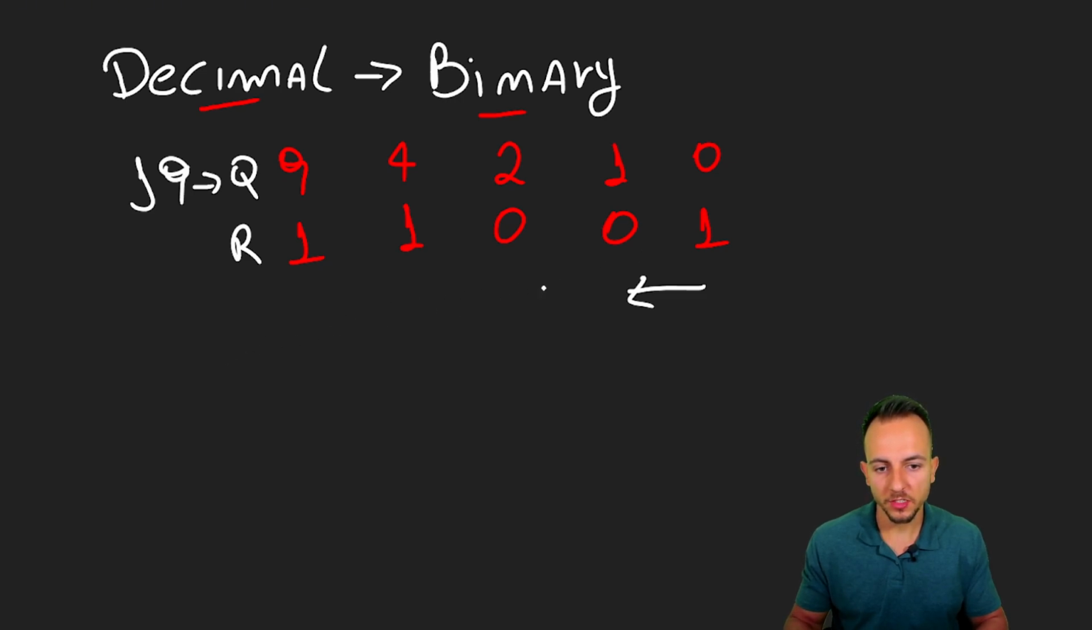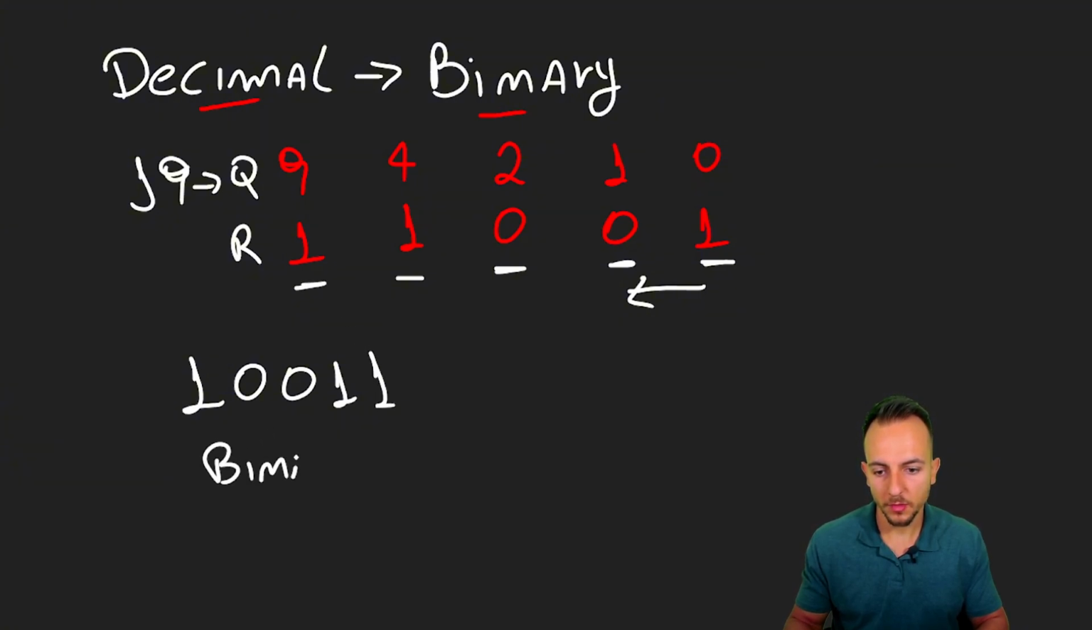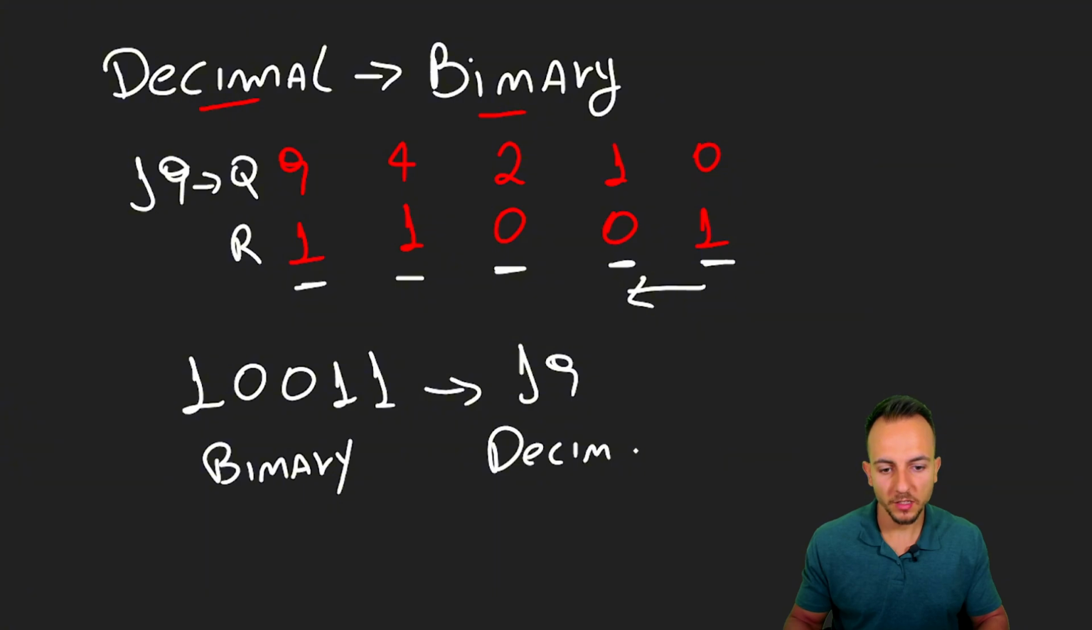However, the last step is we need to write those remainders backwards, and this is the answer. So the last number that I have is the number 1, and then 0. So let's write this backwards: 1, 0, and then 0 again. So 0, and then 1. So 1, and 1, 1. So this is the binary. And we know that 19 is the decimal number. So basically, this is how we can convert decimal to binary.